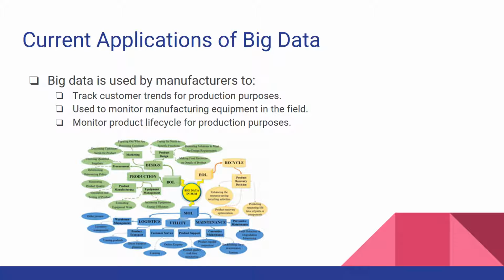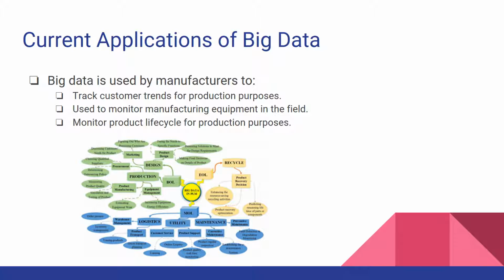The middle of life cycle for a product is a period which consists of utility, coordination, and maintenance. Analyzing big data in this stage makes it possible for manufacturers to find best means of product transportation and to even assist customers with maintenance through means of e-maintenance.